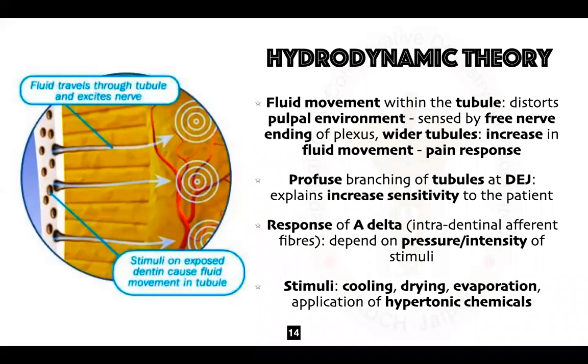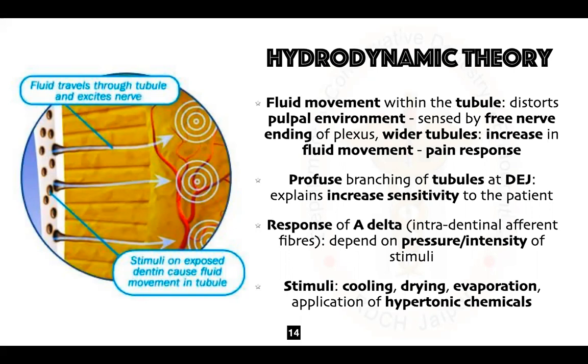If we have wider tubules, there is increased fluid movement. And the wider tubules are present at the coronal aspect, right? At the coronal aspect of the tooth, that's where exactly the sensitivity and pain is felt. Profuse branching of the tubules is present at the DEJ, which explains the increased sensitivity to the patient, right? It has all the right answers to support this theory.